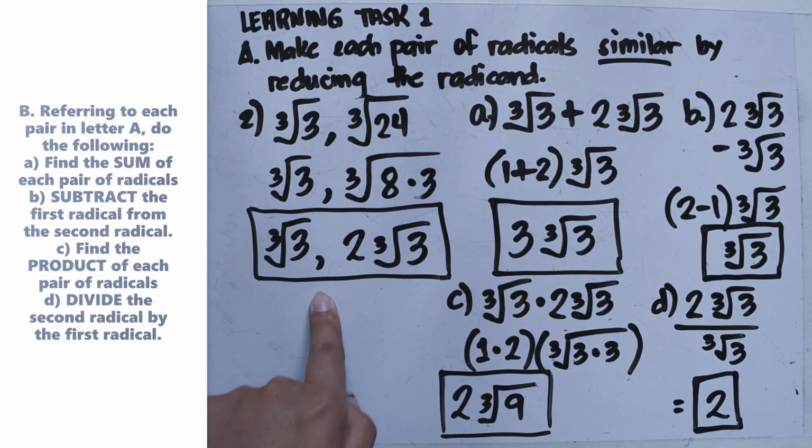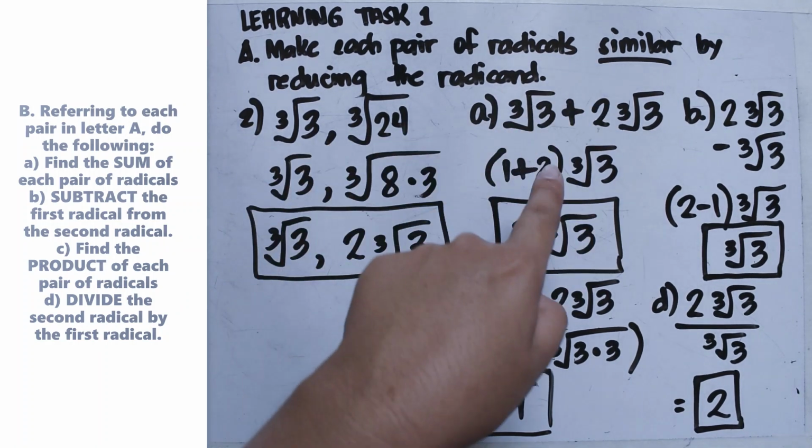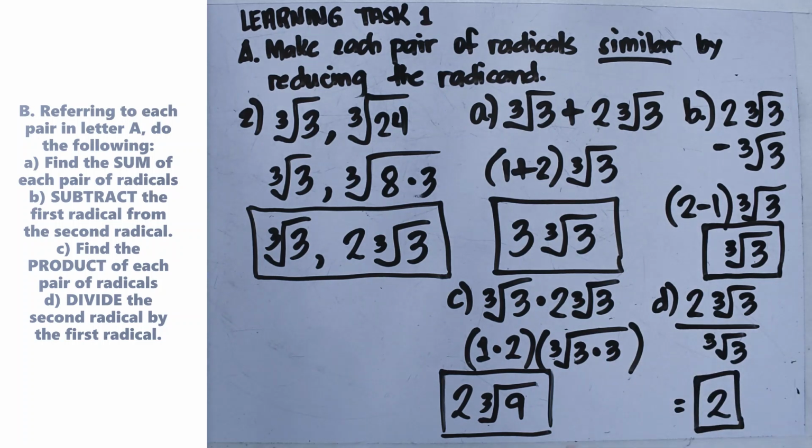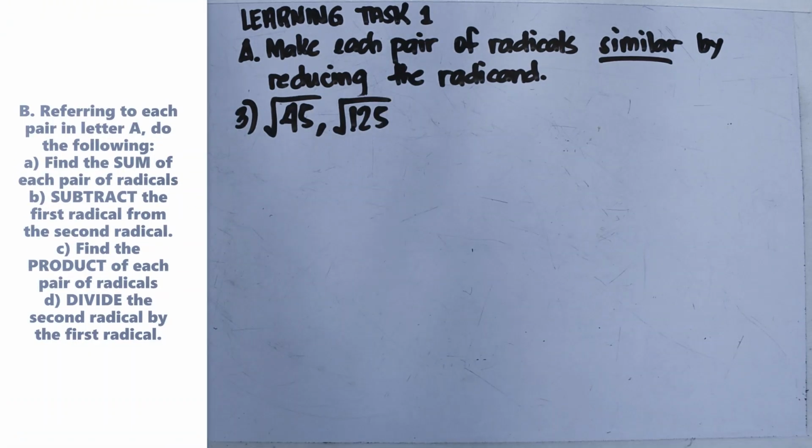Again, what we did first was to reduce the radicands, and then we used them to find the sum, the difference, the product, and the quotient. So, we're done with number 2. Let's now proceed with number 3.